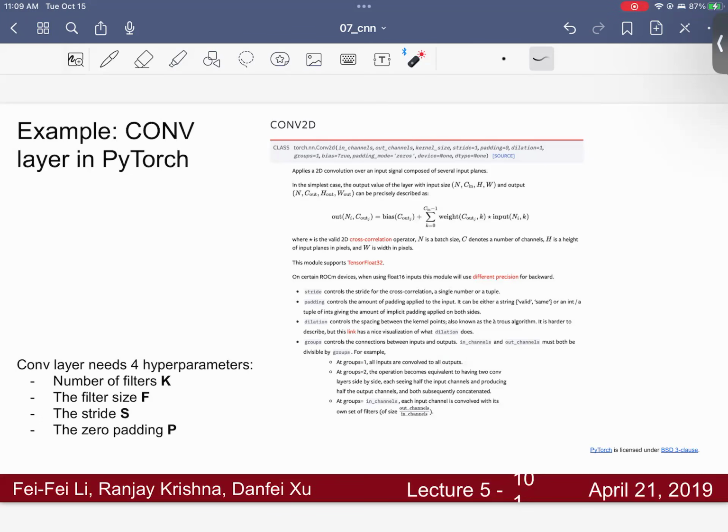Well, it is a compression, but I wouldn't call that a downsampling. So when you're using the conv2d API in the PyTorch library, you need to specify at least these four: how many filters, size of the filters, stride, and padding.